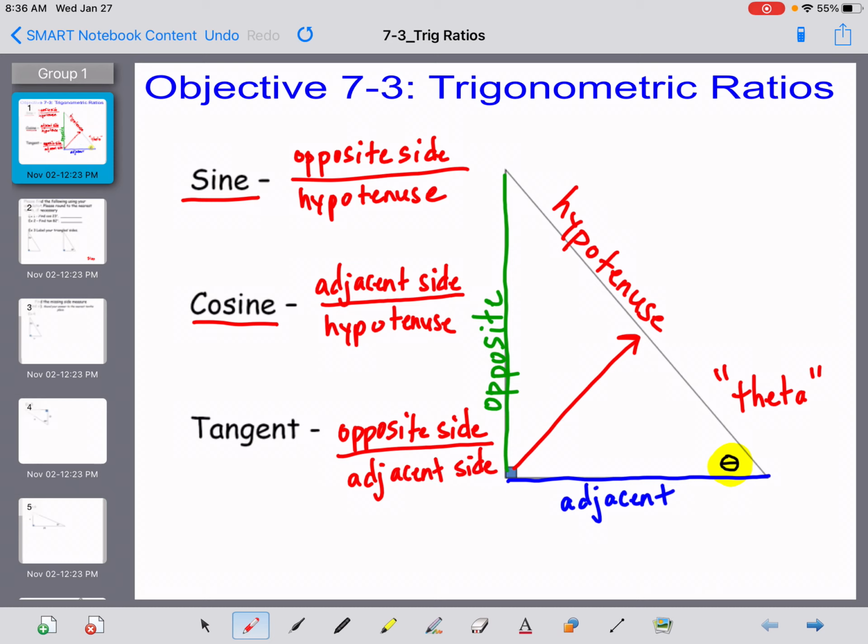All right, so there's our three functions. Sine is opposite over hypotenuse. And here's how you'll see me do it shorthand. Sine theta equals opposite over hypotenuse. Cosine theta equals adjacent over hypotenuse. Tangent of theta equals opposite over adjacent. Some of the teachers you'll have will call it SOHCAHTOA, something like that.